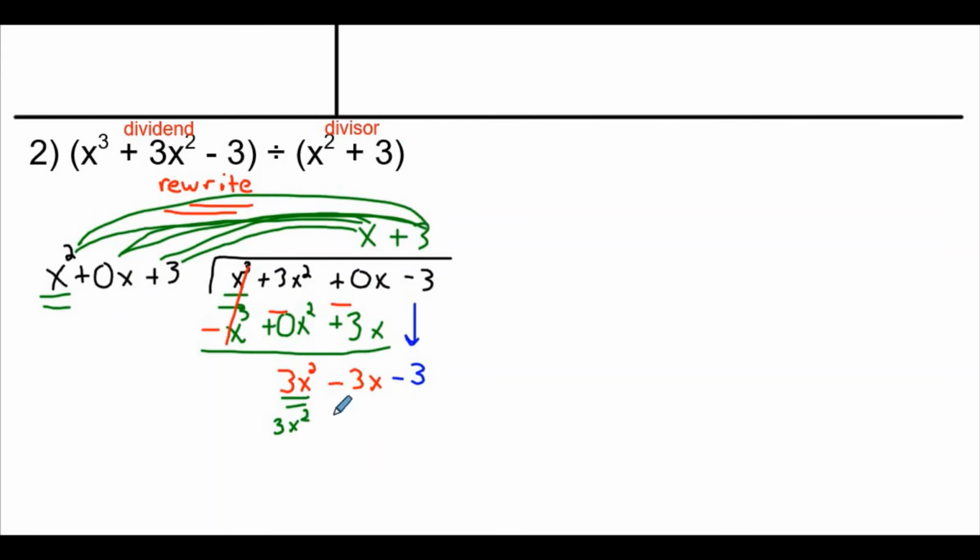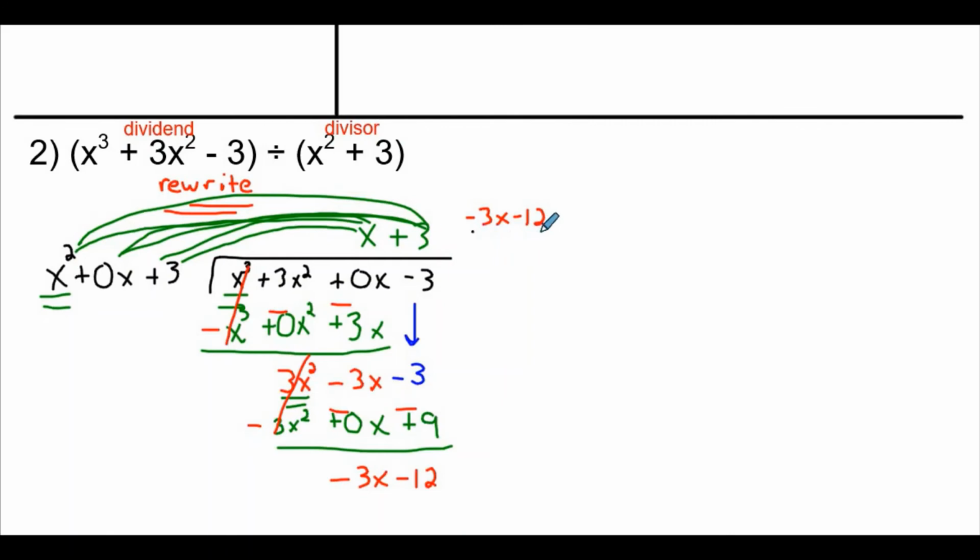Then here we have 3 times 0, which is 0x. 3 times 3 is 9. Now we will subtract each of these individually. This cancels. This is a negative. This is a negative. So we'll get our answer down here of negative 3x. Again, this is just a placeholder, so if you want to scratch it out, you can at that step. 3 minus 9 is negative 12. And this will be our remainder that we'll put right here, negative 3x minus 12.